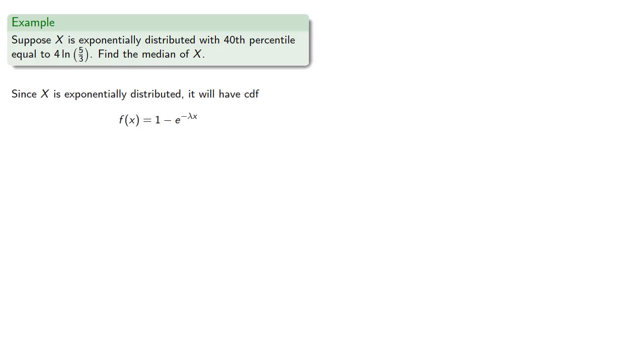Since x is exponentially distributed, it will have CDF. Now we're given the 40th percentile, and that satisfies the equation. The probability that we're less than or equal to the 40th percentile is 40%. And substituting that in, that allows us to solve for lambda. And this time, for variety's sake, we won't convert everything into a decimal, but we'll try to keep things exact algebraically.